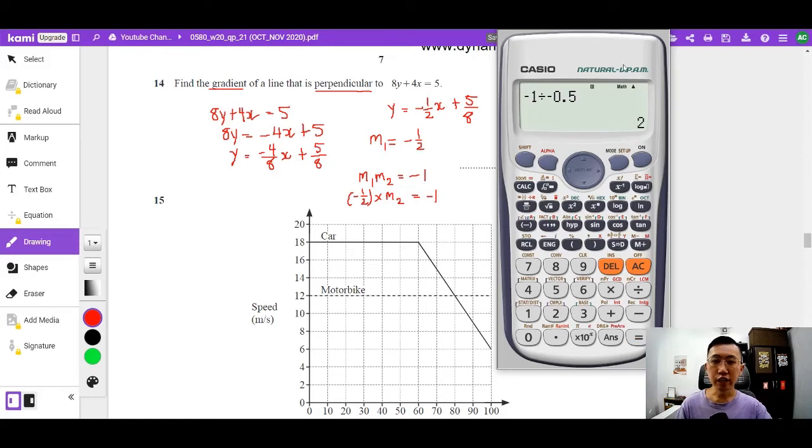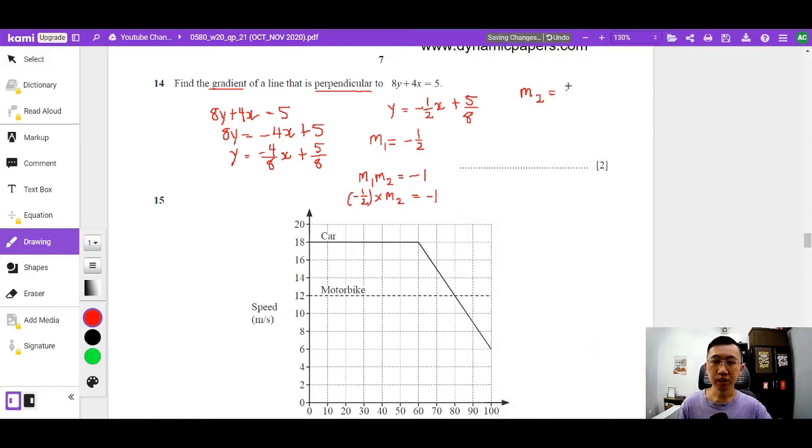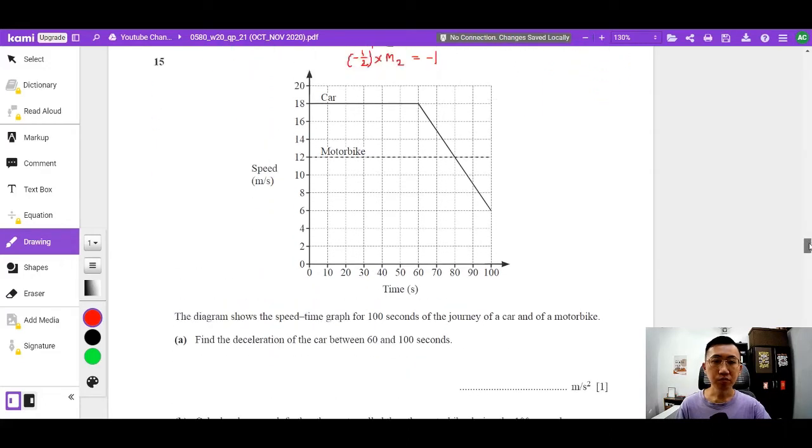So your gradient m2 is 2. m2 is 2. And that will be your final answer. Don't take m1. m1 is the one that is parallel. m2 is the one that is perpendicular. So that is the answer. m2. Question 15 now. Alright.